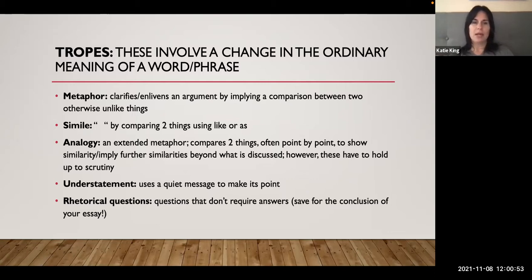All right, the next one is analogy. An analogy is an extended metaphor. It compares two things, but often point by point. So it's longer, to show similarity or to imply further similarities beyond what is discussed. However, an analogy has to be held up to scrutiny, right?